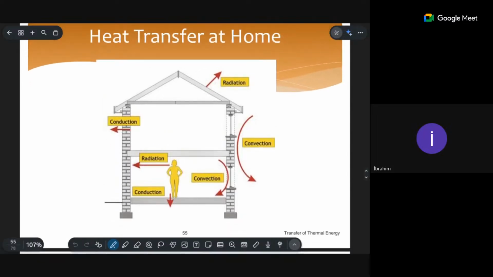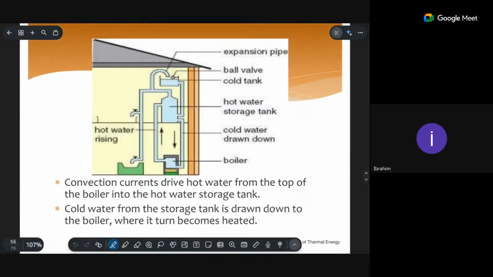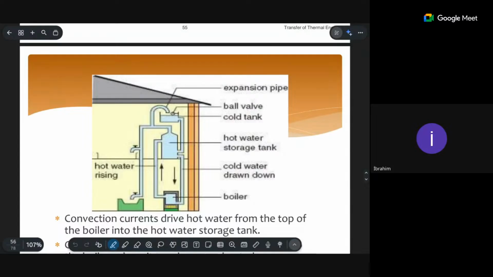In the home, conduction takes place between the person and the floor. Radiation takes place from the person to the walls. Convection takes place within the room. Then convection takes place around the walls. Then conduction takes place from the walls to the surroundings, and then radiation takes place in the roof. So these are all modes by which heat is transferred.